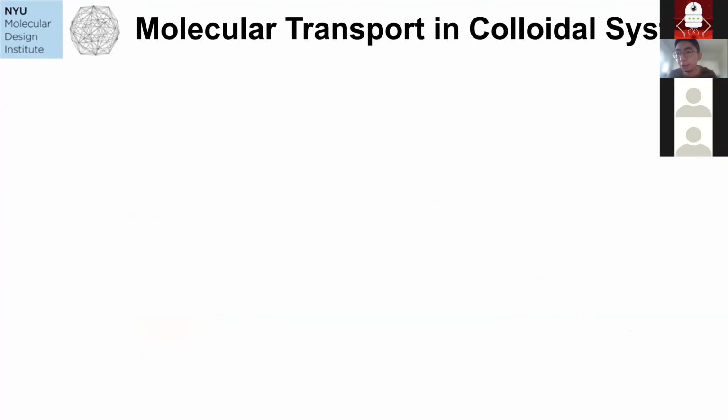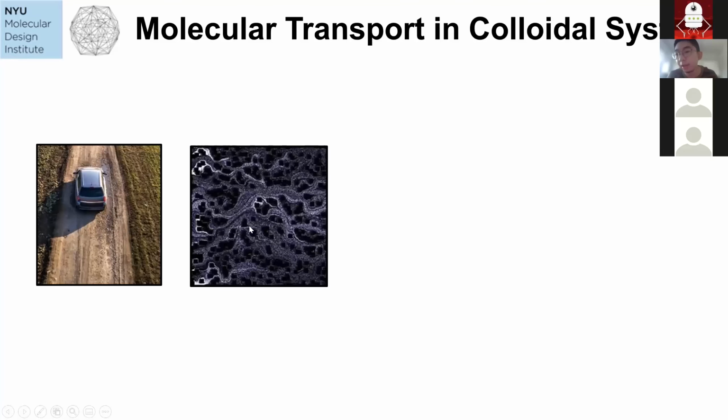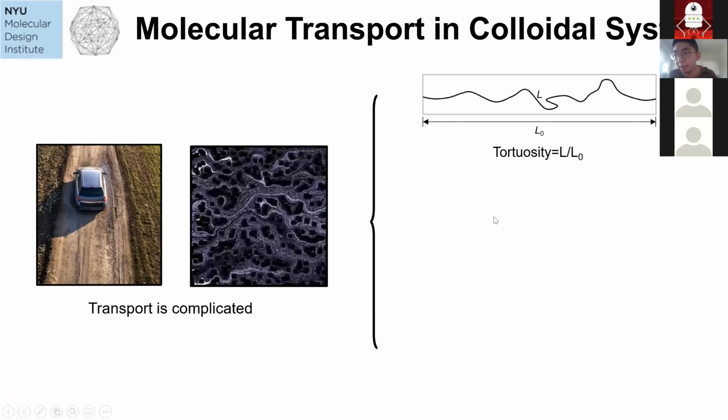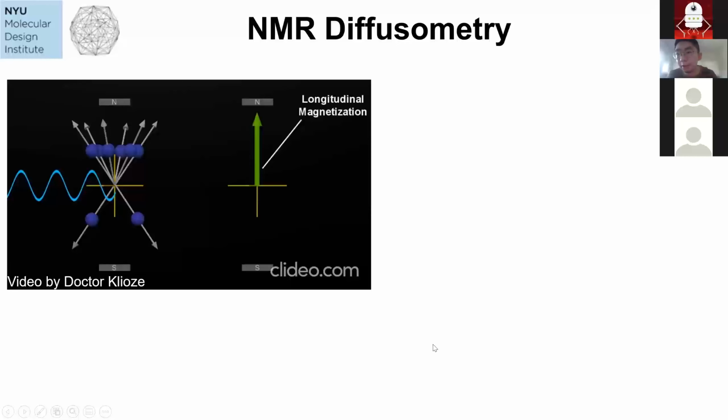So let's start from the molecular transport. Molecular transport in the colloidal system is nothing like driving a car on the street. It's more like navigating inside these interconnected labyrinths of channels. So engineers are very good at coming up with some metrics to characterize the system, like tortuosity or porosity or even the simple surface-to-volume ratio. These are very useful when you are doing a simulation, but even the simple surface-to-volume ratio is very hard to measure in the experimental setup. So NMR diffusometry comes into our hands as a very easy measurement.